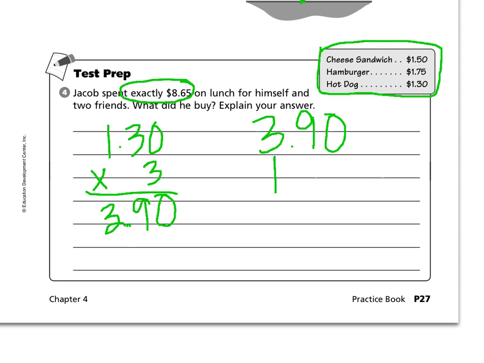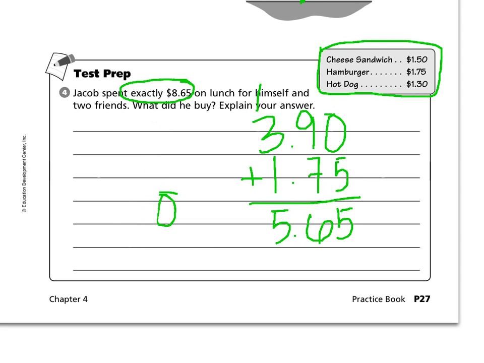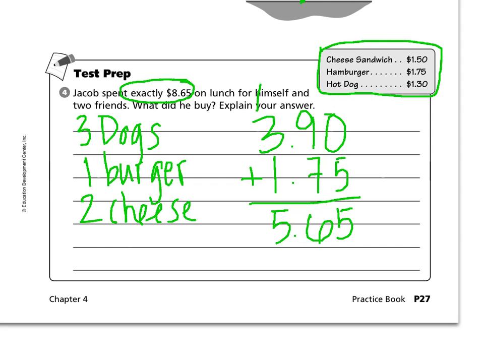So I'm going to add 1 hamburger. And I have 5, 16, carry the 1. 1 plus 3 plus 1 is 5. So I have $5.65. Now that I know that I have 3 hot dogs and 1 burger, I can think about how I can add some $3 in order to make this $8.65. So I know that 2 cheese sandwiches would be $3, and I now have $8.65.